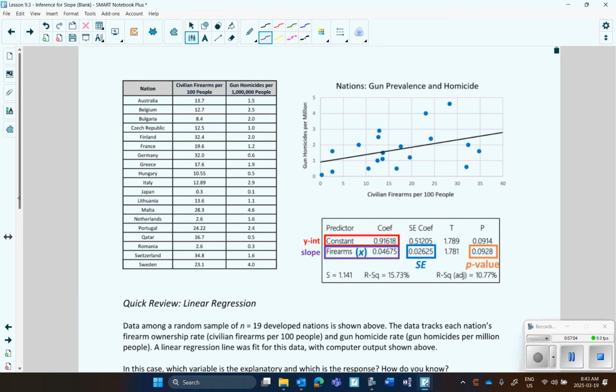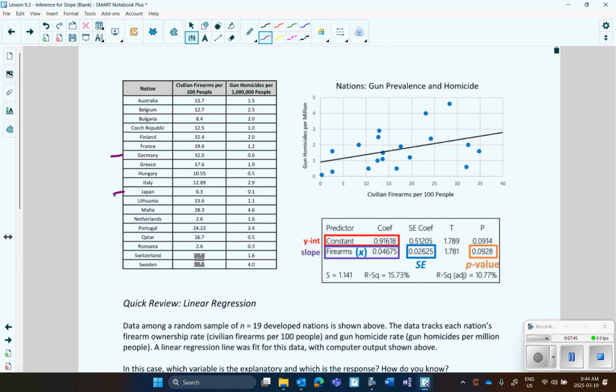So you can see here, we've sampled 19 countries. And if you look at Germany, you can see the civilian firearms is quite high, the highest of all these ones that were selected. And yet the gun homicides are below 1 per 1 million. If we look at Japan, we see that it's quite low, the lowest of all the sampled countries. And its gun homicides is even lower.